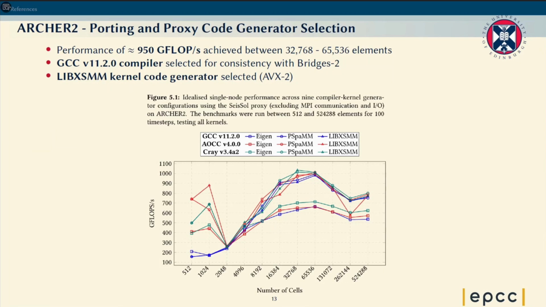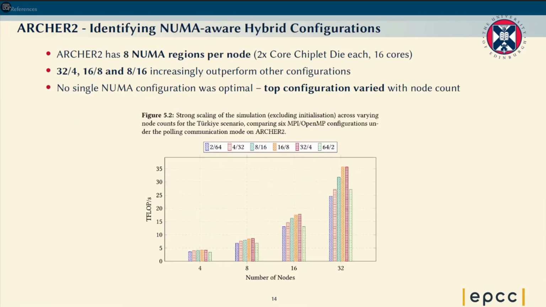And we can see that as we go beyond 65,000, performance decreases, likely due to the lower level caches being exceeded. So unlike Bridges-2, although they share the same CPU, ARCHER2 uses 8 NUMA regions per node.